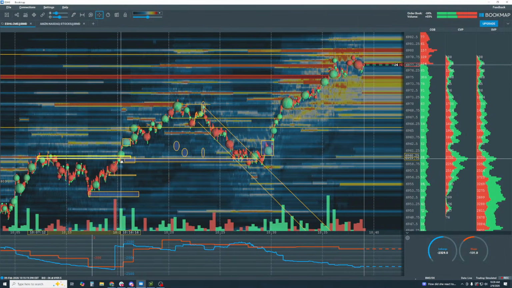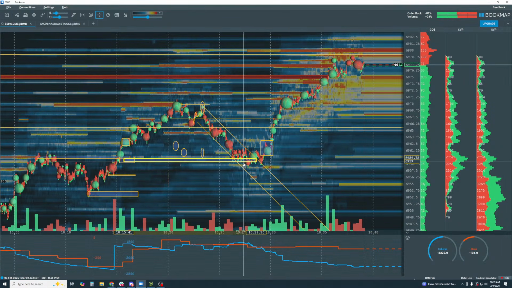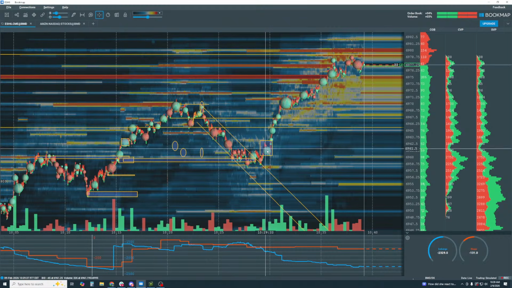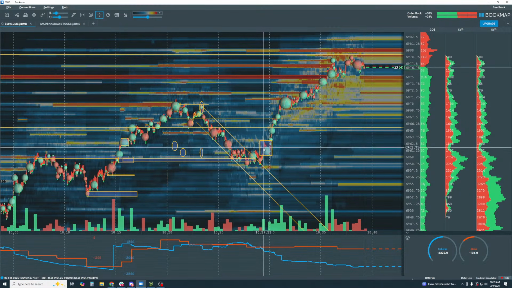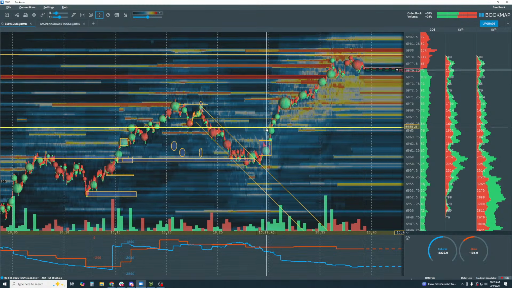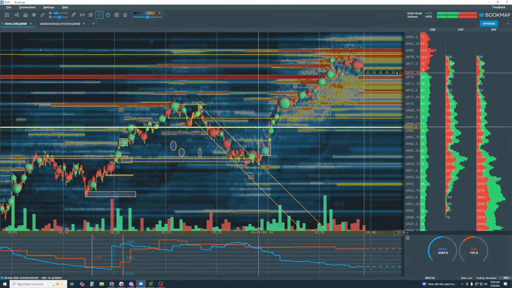So this is a good pullback to this level, and there's some accumulation here passively. Then we break the structure and we see a lot of aggressive accumulation starting to come in, and that's when we're looking for it to move. Right, so those are the key points, if we can boil down some of these in here.